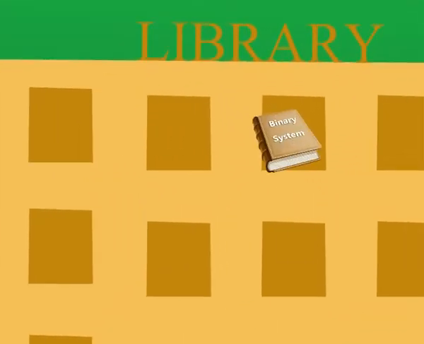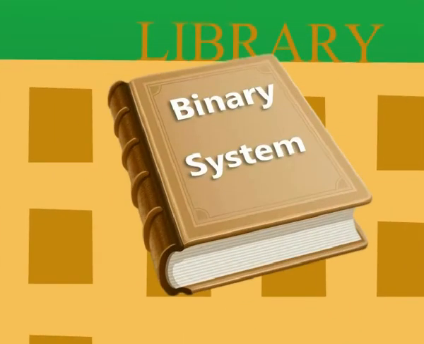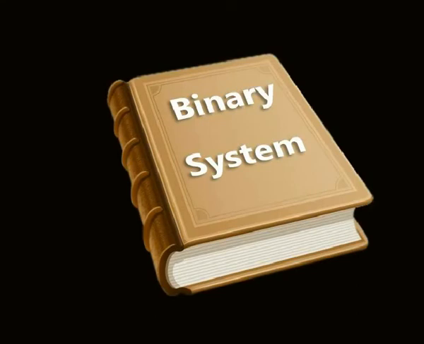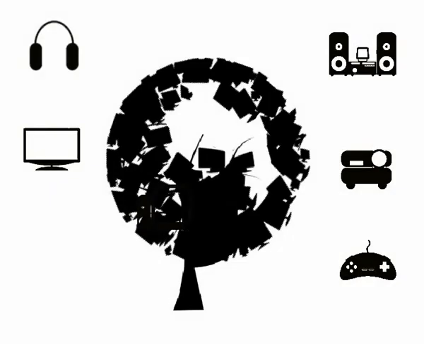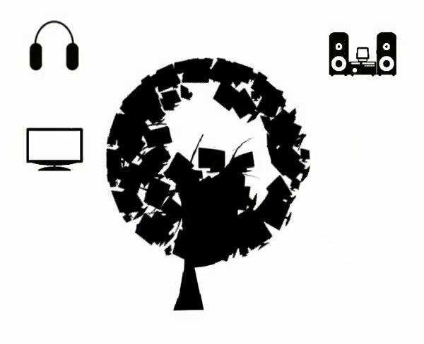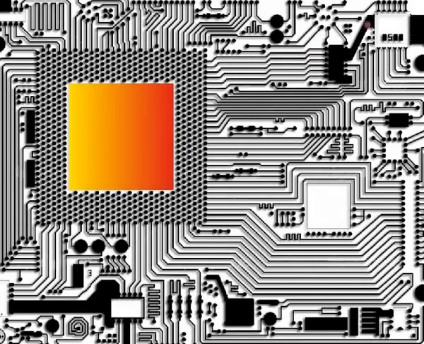And there I see a book named Binary System. In this book, we will find out what binary is and how it works. Let's see. Nowadays, every electronic device is constructed of digital electronics. Most computer electronics use a voltage level to indicate their present state.